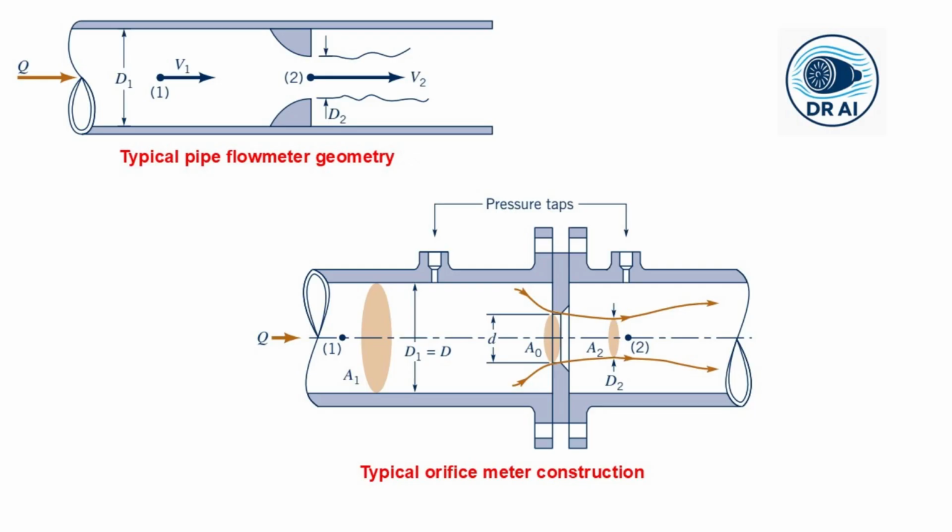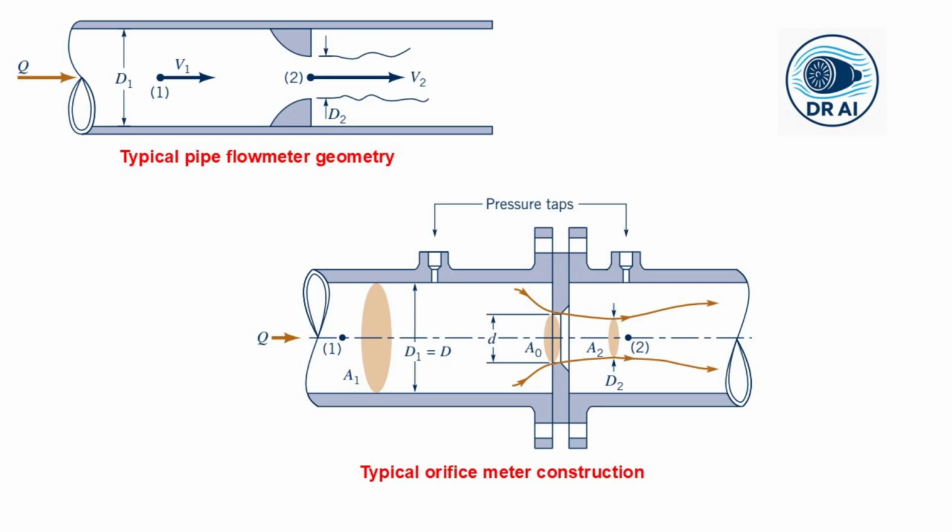So what do we do? We use the same philosophy we used for the friction factor. We define a discharge coefficient over here, typically denoted as the capital letter C, with a subscript for the meter type.